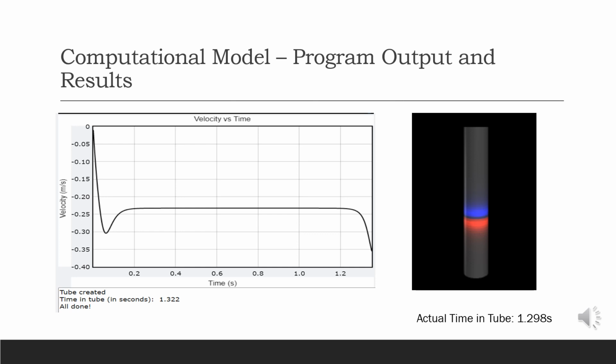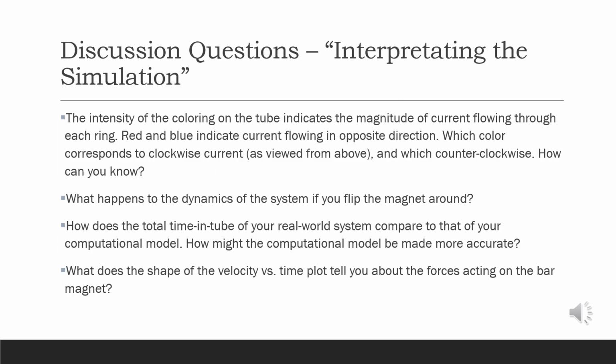Looking at the output of the program, we can see the magnitude of velocity initially increasing before it decreases and settles at roughly 0.24 meters per second for approximately a second before the magnet reaches the end of the tube and falls through completely. The predicted time taken is 1.322 seconds, and as we mentioned earlier, the actual time was 1.298 seconds, averaged over 5 trials.